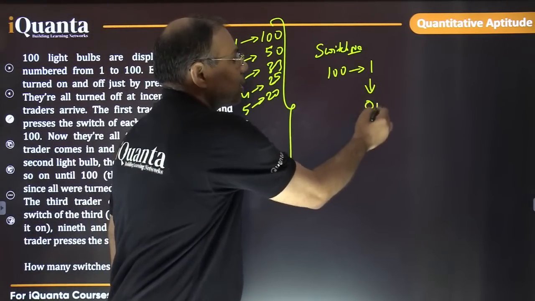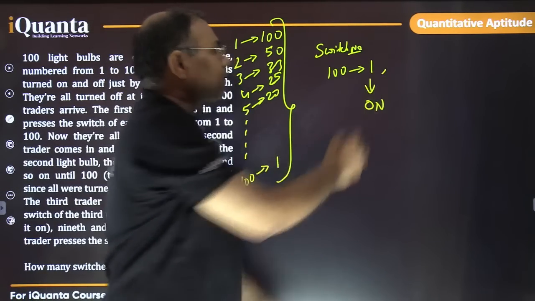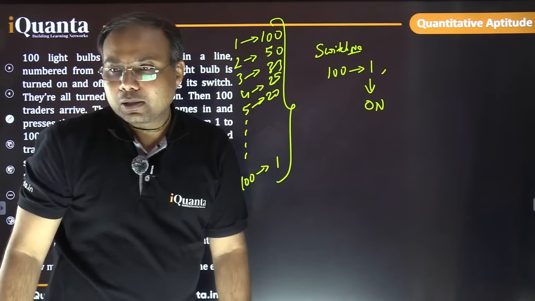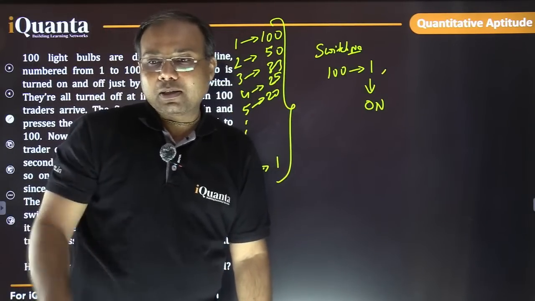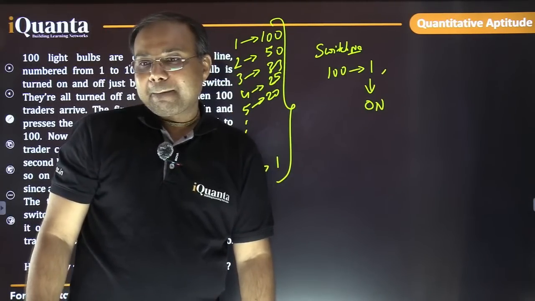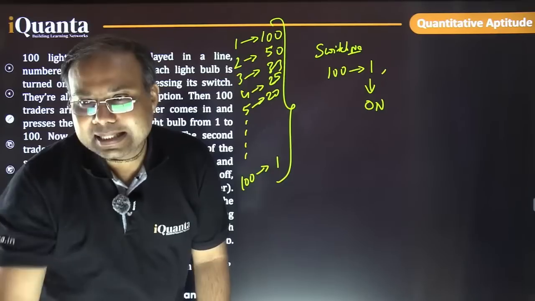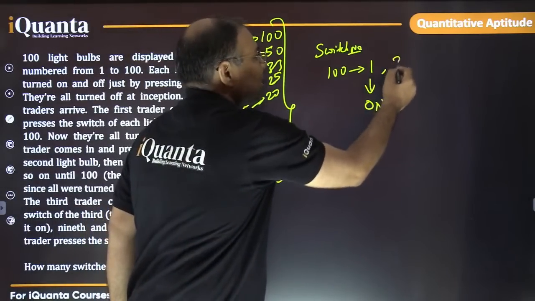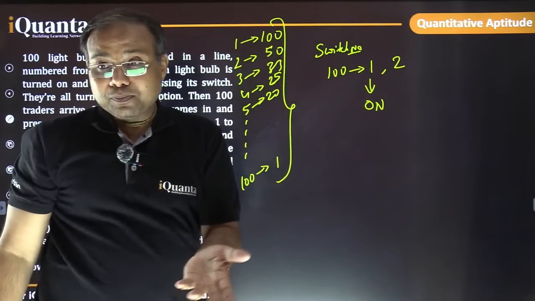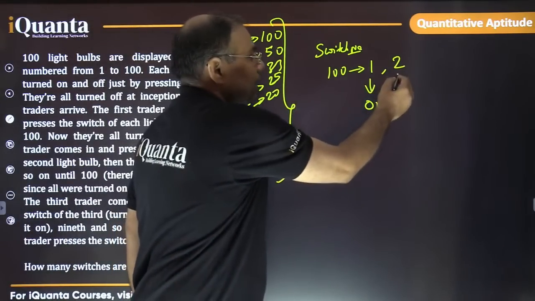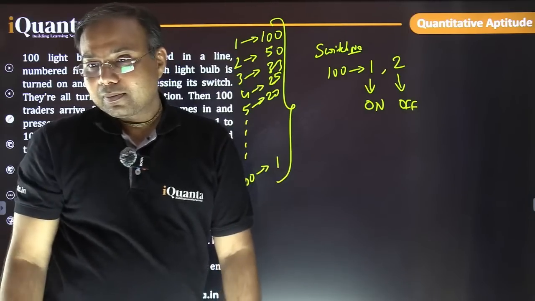So he turned the switch on, right? What after the first trader? Who is the next one to visit switch number 100? Who is the next person? Quickly, please. Second. Good. So now the second trader is also going to visit 100, because 100 is divisible by 2. So what is he going to do? He is going to turn it off. उसने इसको off किया है ना?